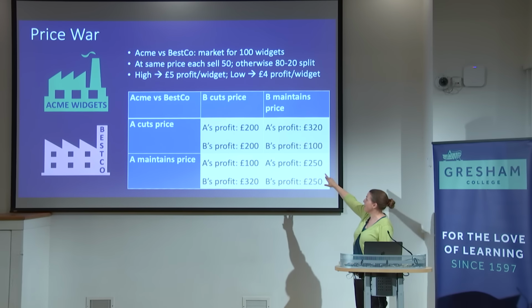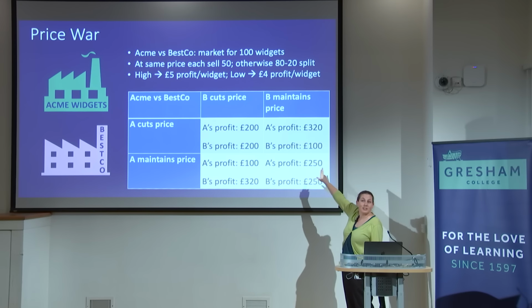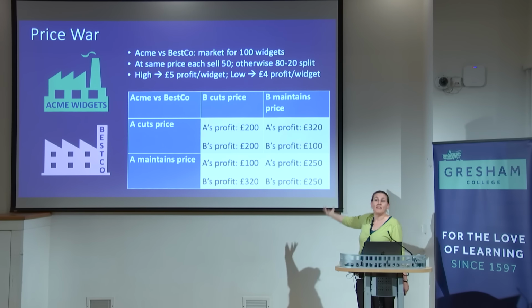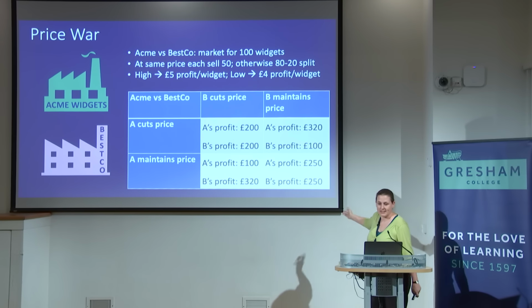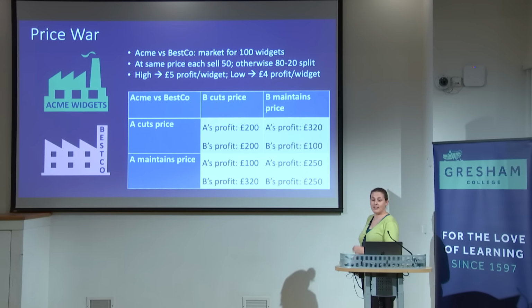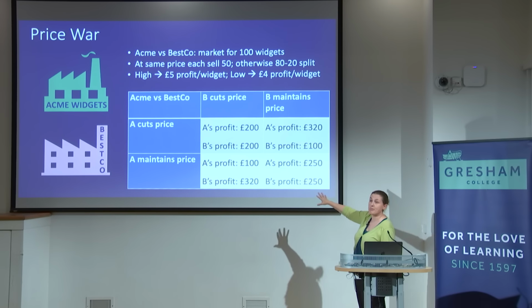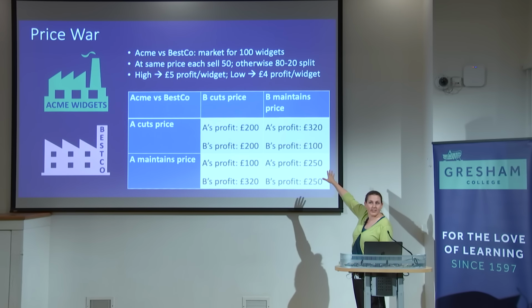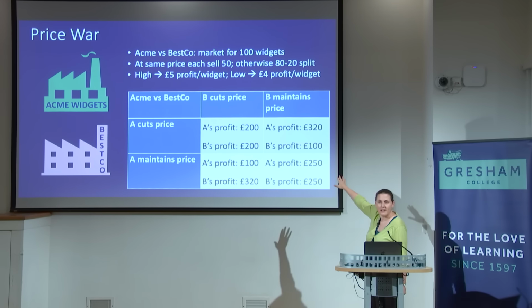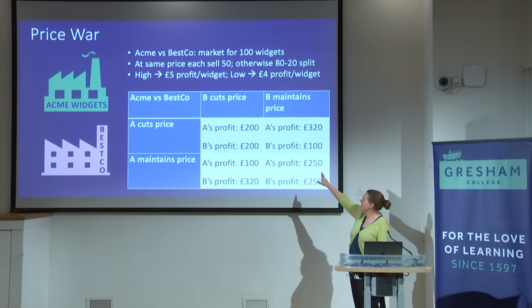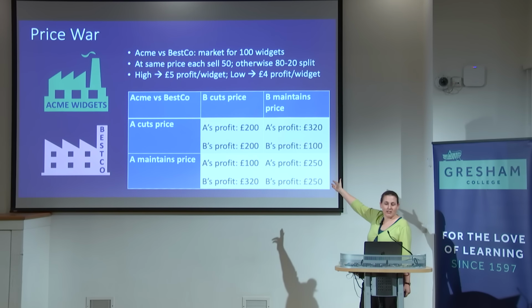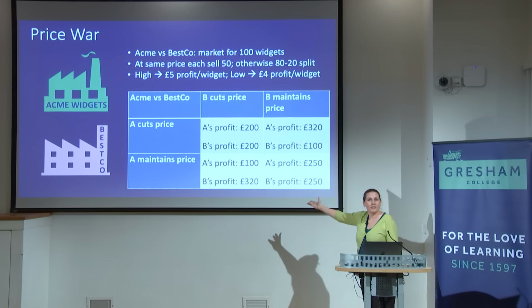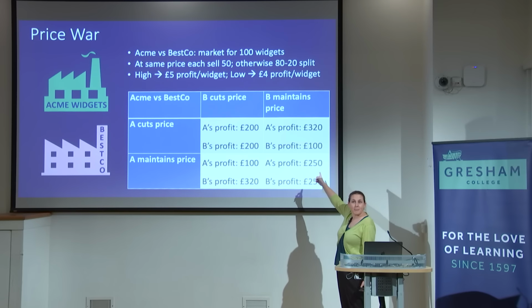But poor old B, Bestco, they are only selling 20 widgets now, so even though they're making £5 on each, their profit has gone right down. So if A cuts their price, they increase their profit at the expense of company B. And now Bestco, what's it going to do? Well, it's got to cut its prices as well now, otherwise it's really in a bad place.